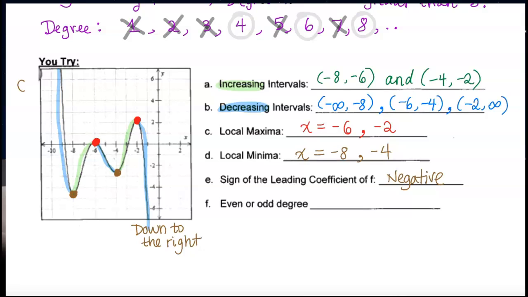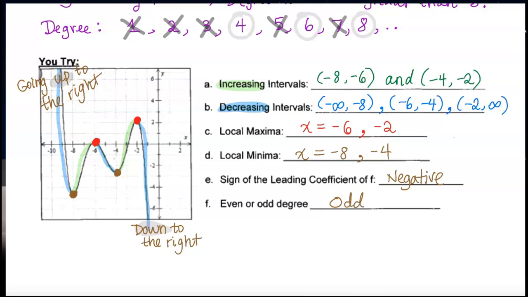All right, how about the left end though? It's going up to the left. Now you notice something. The end behaviors are opposite. One end is going down, the other end is going up. So because they have opposite end behaviors, this must be an odd degree.